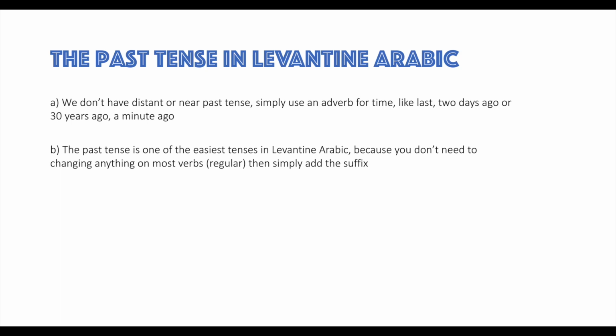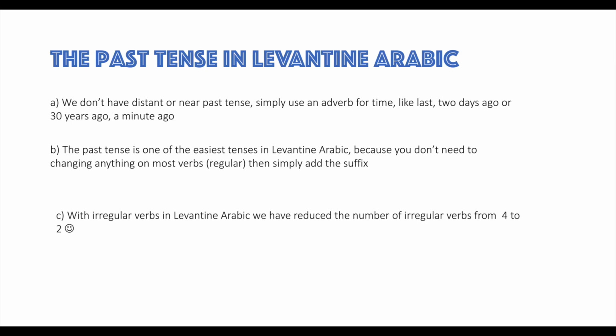And simply, all you need to do is just to add the suffix. With irregular verbs, in Arabic, we have reduced the number of irregular verbs from 4 to 2. So that is even more good news for you guys. So you have less irregular verbs to focus on, which we are going to have a look at again. And finally, the past tense is all about a suffix, meaning it's an attachment you add to the end of the verb, and that's it.